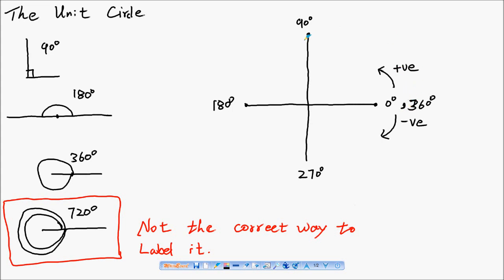Now I can still keep going. In here I can have 360 degrees plus 90 degrees, because here is 90 degrees, so it's 450 degrees. As I keep going to the second round, I can label this point 720 degrees. So basically, in a unit circle we can label any angle we want.